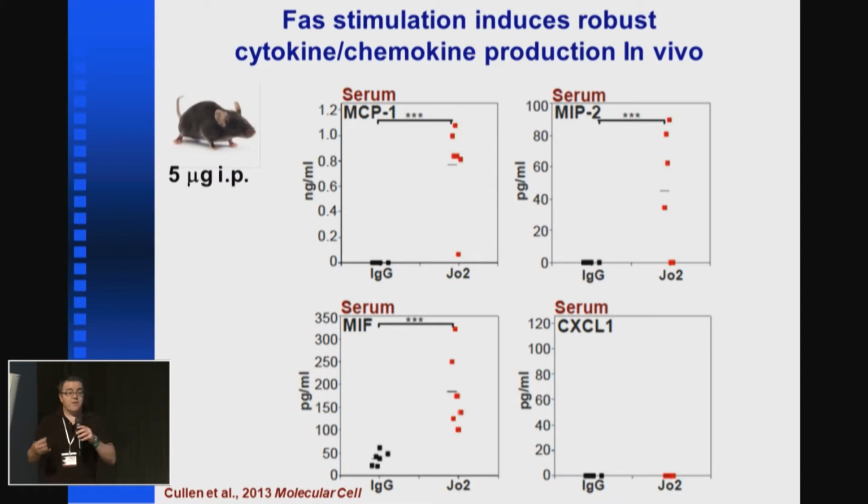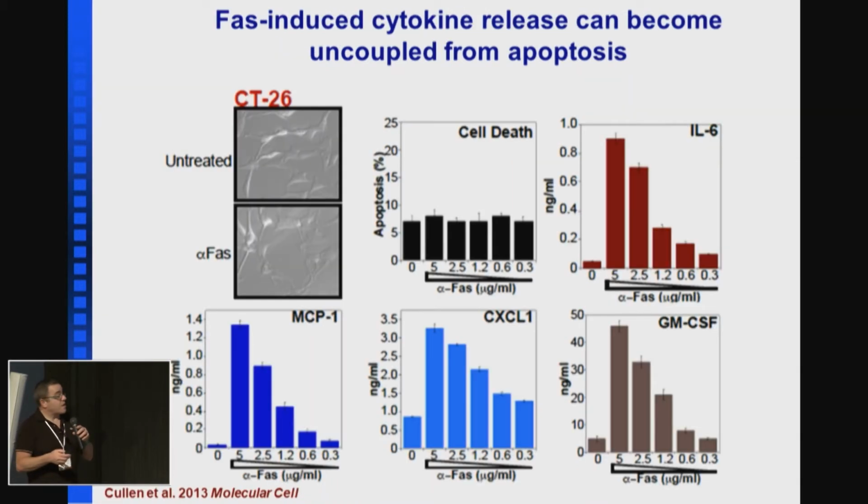And also we injected FAS in vivo into mice. Again, very easily we saw within a few hours very high levels of circulating chemokines and cytokines in the bloodstream of these animals. So there's no doubt that FAS receptor ligation, in addition to being a pro-apoptotic stimulus, can also result in cytokine and chemokine production. So FAS acts as a pro-inflammatory factor as well as a pro-apoptotic factor.